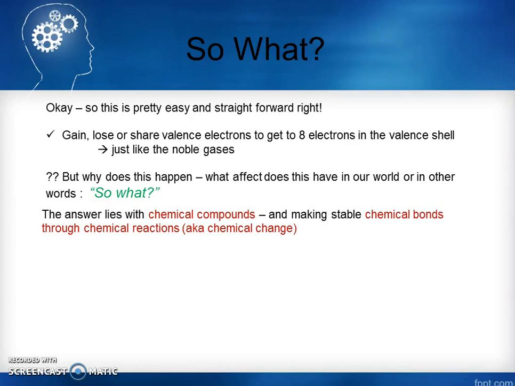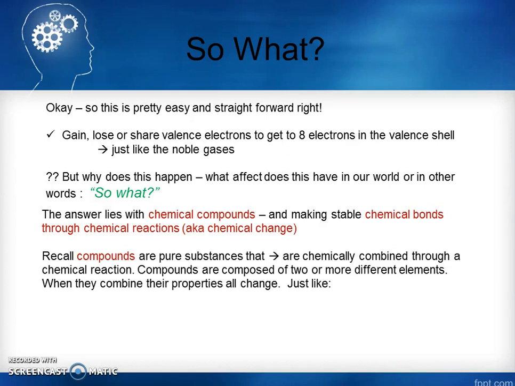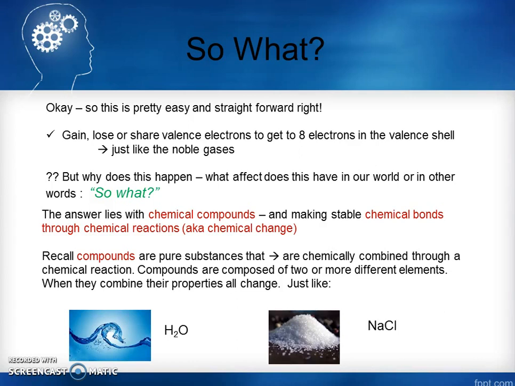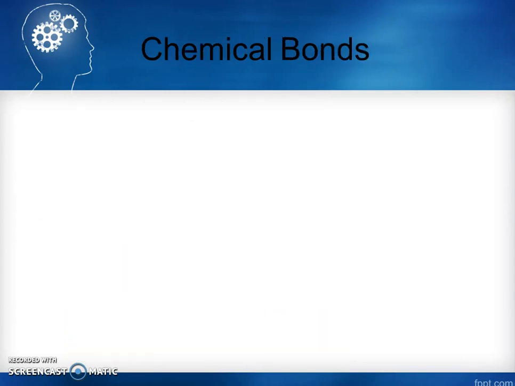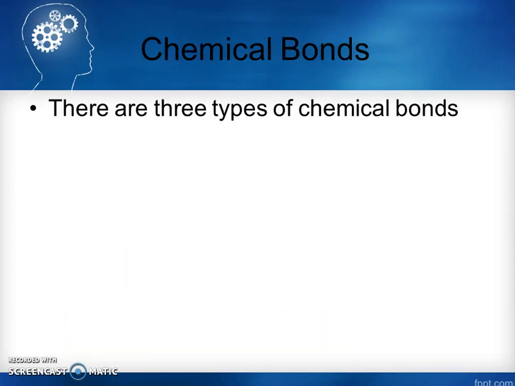So recall those chemical changes when we produce something new. Because recall that compounds are pure substances that are chemically combined through a chemical reaction. Compounds are composed of 2 or more different elements, and when they combine, their properties all change, just like when we looked at water and salt, NaCl. The whole reason these guys combine is to get 8 in the valence shell. Cool, eh? There are 3 types of chemical bonds.